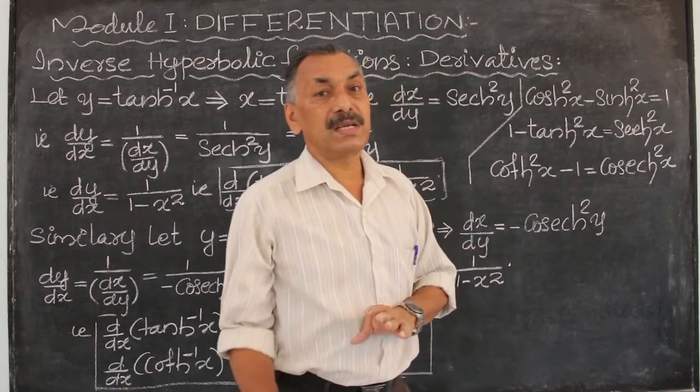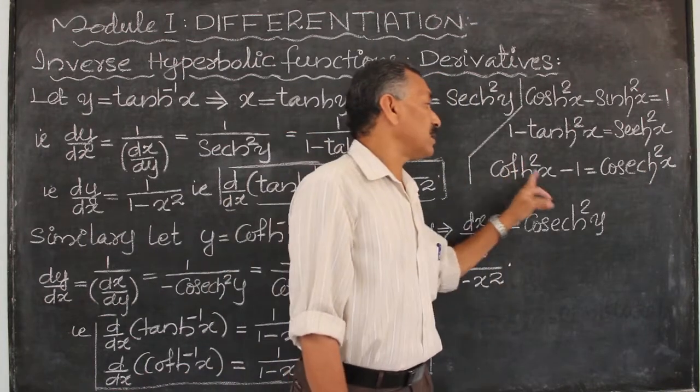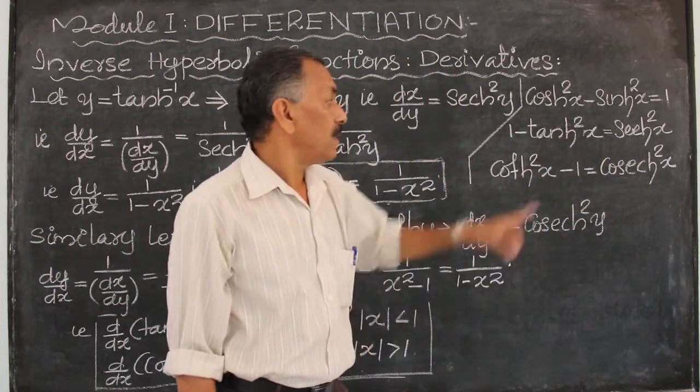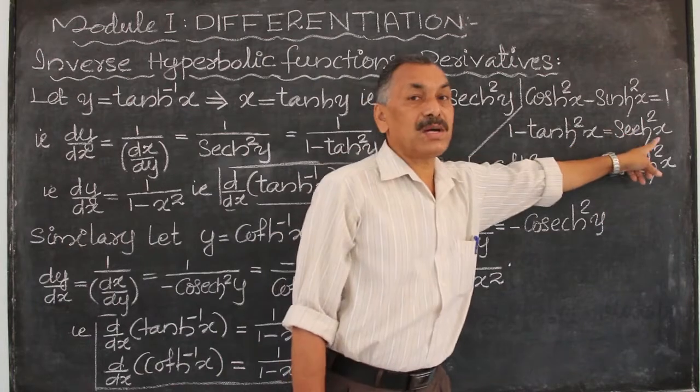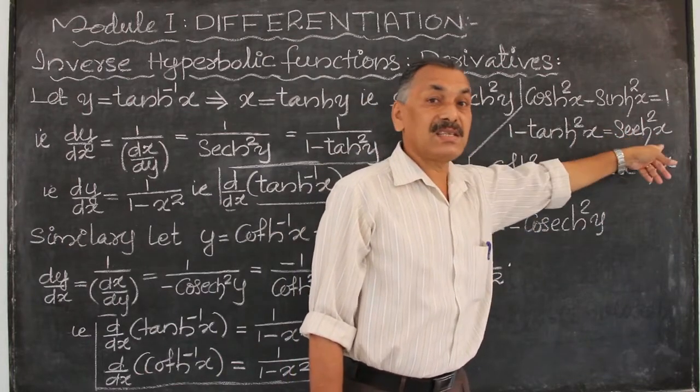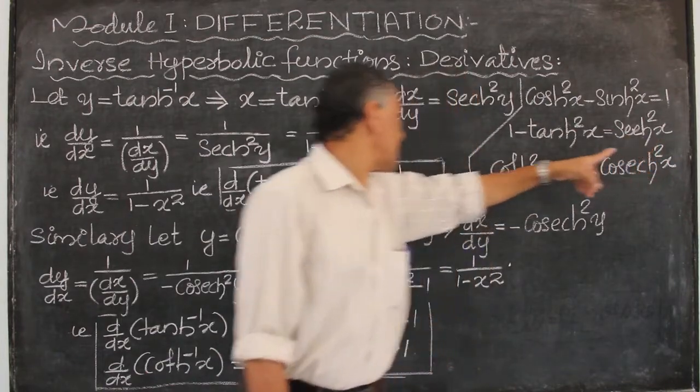Dividing both sides by sinh square x, we have coth square x minus 1 is equal to cosech square x. Then what is sech square x? 1 minus tanh square x. Then what is sech x? Sech square here.